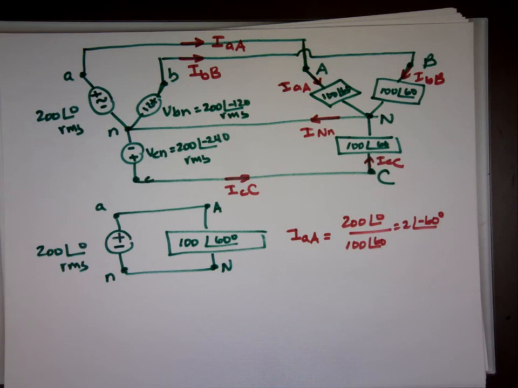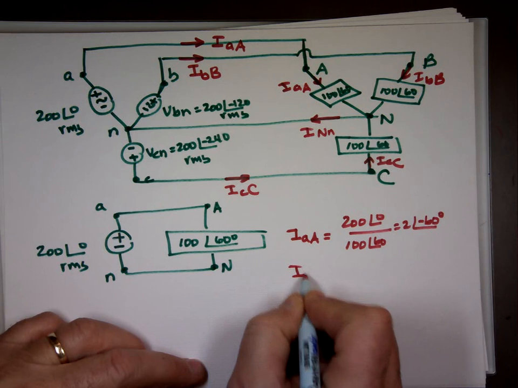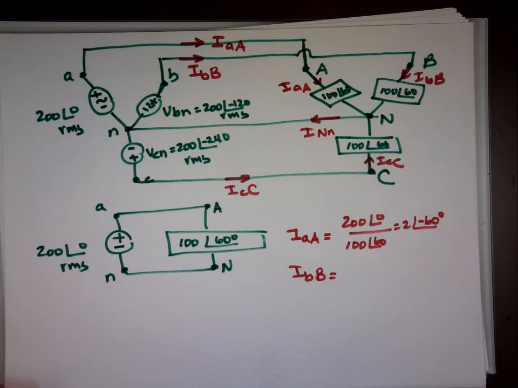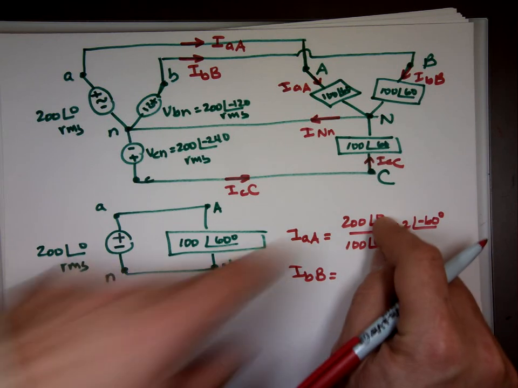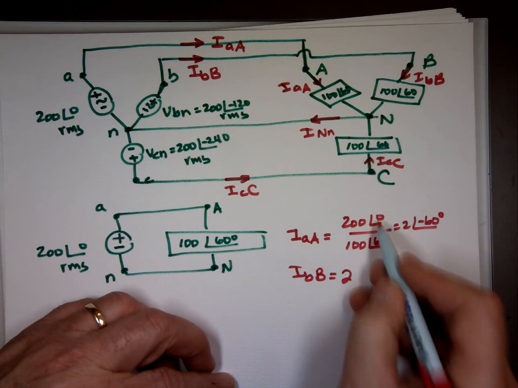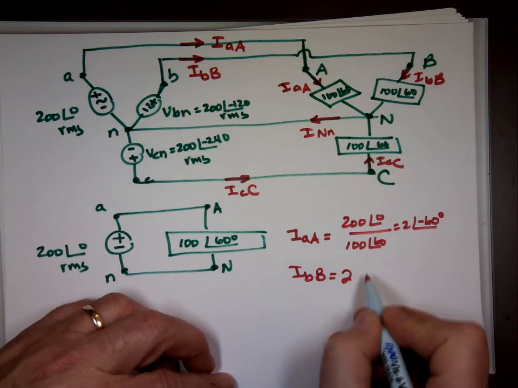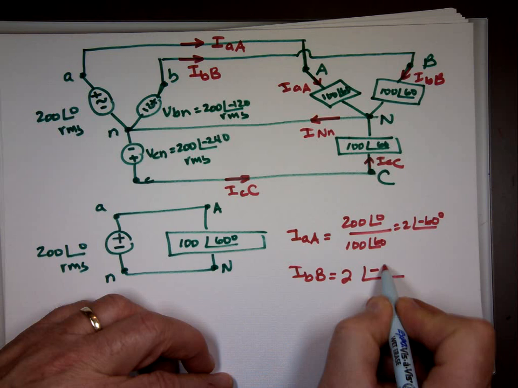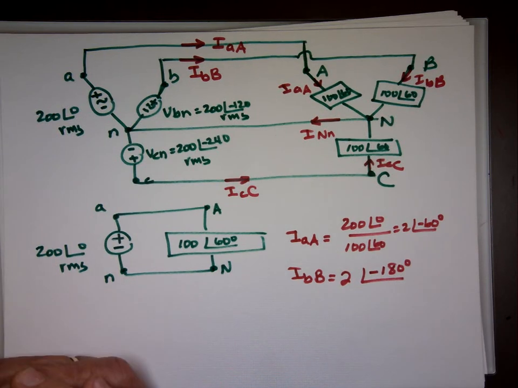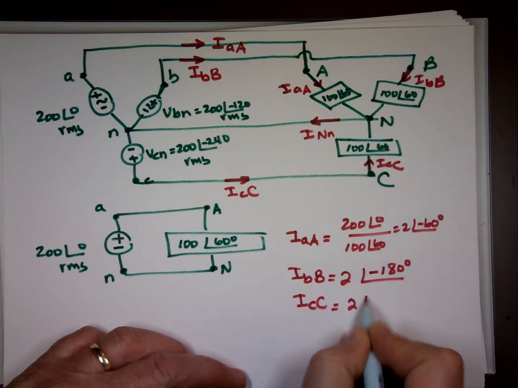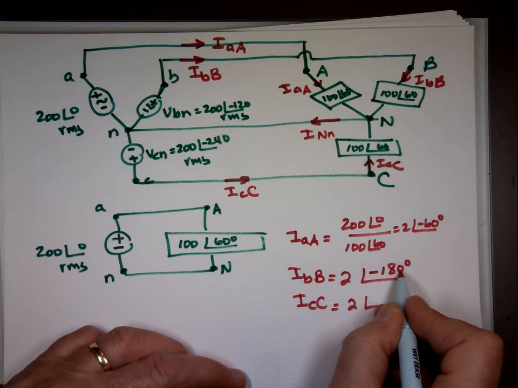Once I have that, I don't have to waste my time looking for I sub BB. I can do it the way I did this one. But if you look at I sub BB, the only thing difference is going to be this voltage minus 120. So if I put minus 120, 200 over 100, that's still a 2. And when you divide, you subtract. You got negative 120 minus 60, which is what? Negative 180. Or take that number and subtract from it another 120, which will make it minus 180. And I sub CC, it's also going to be 2, and subtract another 120 from this. Is that 300?